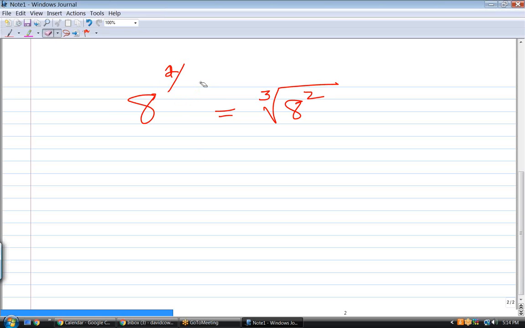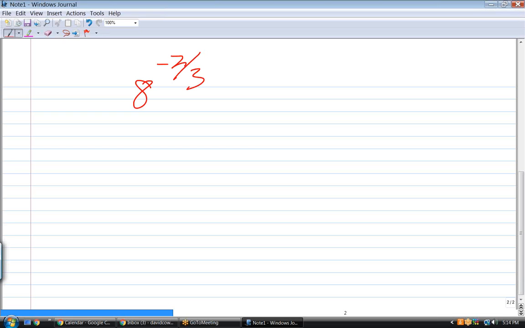Okay? What does this mean? 3 square root 8 to the negative 2 power. Okay, what's the implications of the minus sign? Let's get rid of it first. Wouldn't you move it to the bottom? Yeah, if I want to write that expression without a minus sign, what do I do? You'd move it to the bottom.